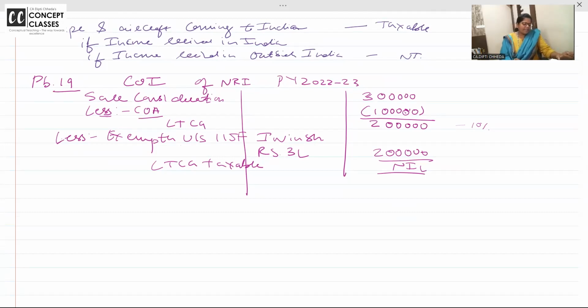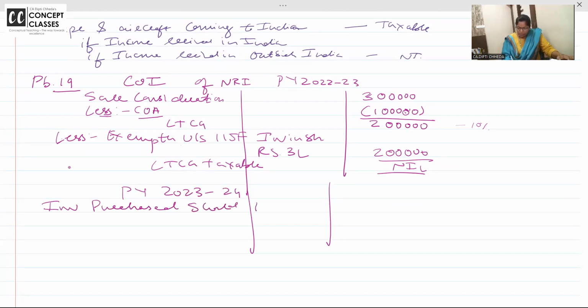Now, when did he sell it? It is sold in the next year, June 23. So now in the previous year 23-24 he sold it. Investment purchased should not be sold for 3 years. I hope you are getting this, it is very simple provisions. Today we are going to do concept and problem. Concept and problem. Investment purchased should not be sold for 3 years. Here you sold it within 3 months, so it will become taxable.